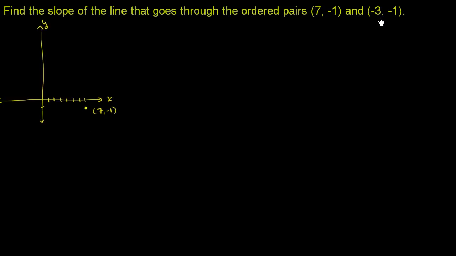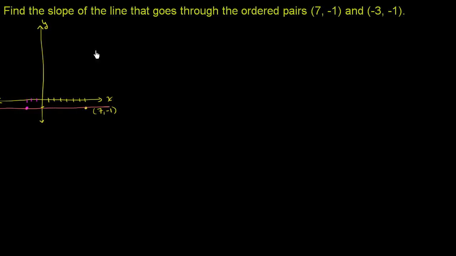And then the next point is (-3, -1). So we go back 3 in the horizontal direction, -3. But the y-coordinate is still -1. So the line that connects these 2 points will look like that.